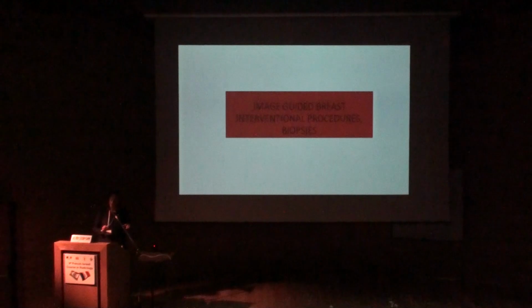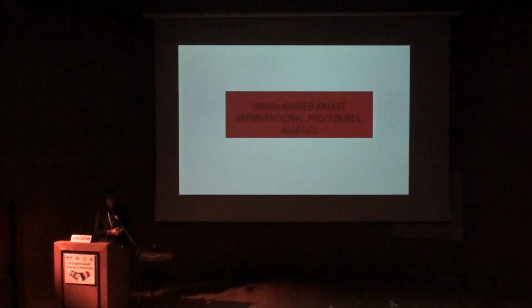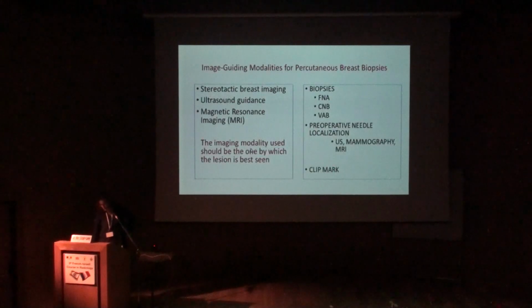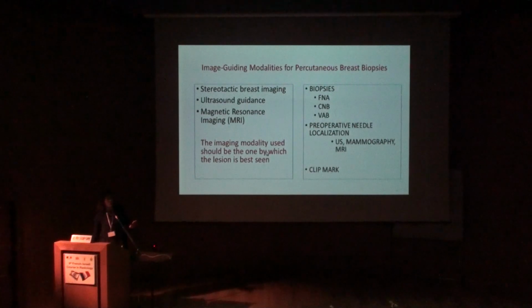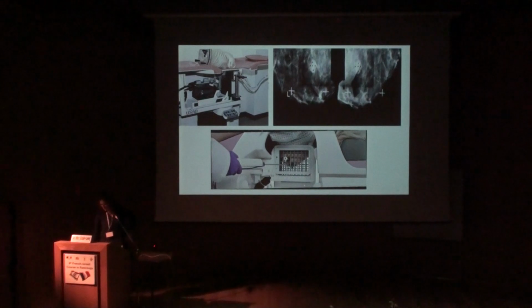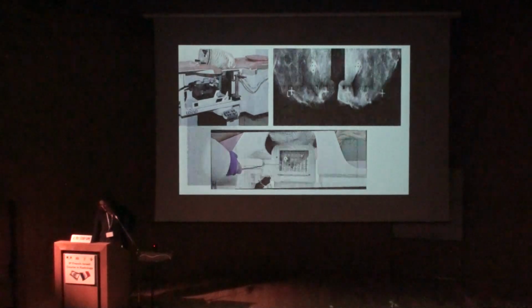I would like to show you briefly our intervention. As you see, most of the diagnosis today is image-guided diagnosis of breast lesions. Before the 90s, the diagnosis of breast pathology was mainly surgical diagnosis, and it yielded a good specimen. However, it is a surgery, and so it has converted to image-guided diagnosis, either stereotactic, ultrasound guidance, or MR guidance. And the imaging modality that we use is the one in which the lesion is best seen. This is the stereotactic machine, and this is the MRI guidance.